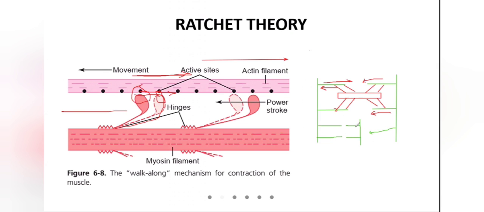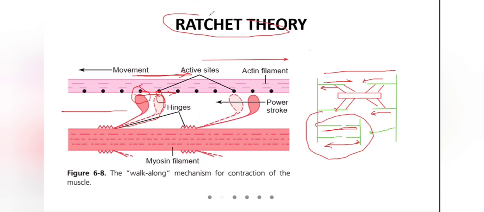And the myosin will be like this here in between. So now what has happened? It has contracted. The sarcomere has contracted from this length to this length. So this is the contraction of the sarcomere, and this is brought about by this theory, which is called the ratchet theory, also known as the walk along mechanism.